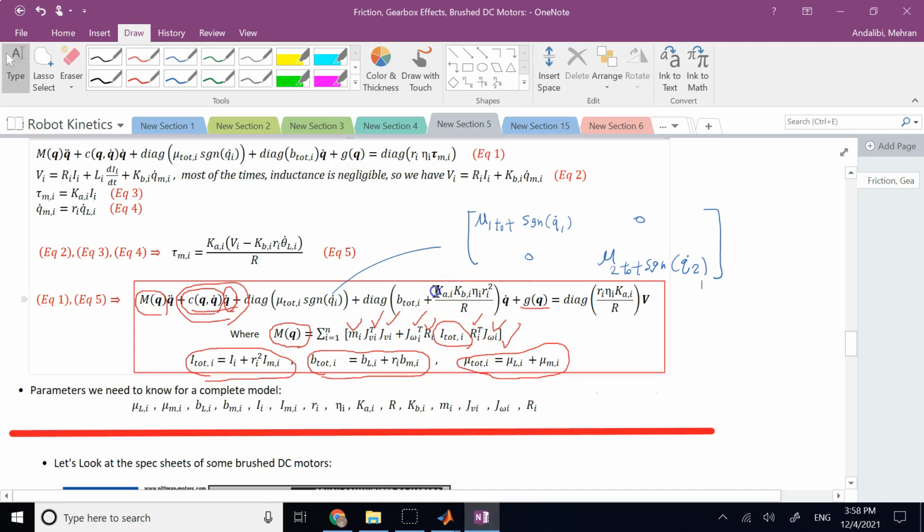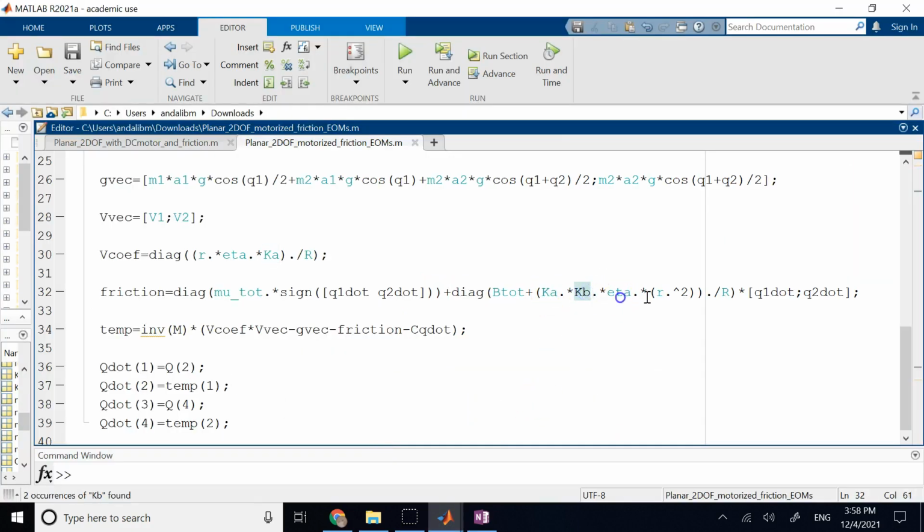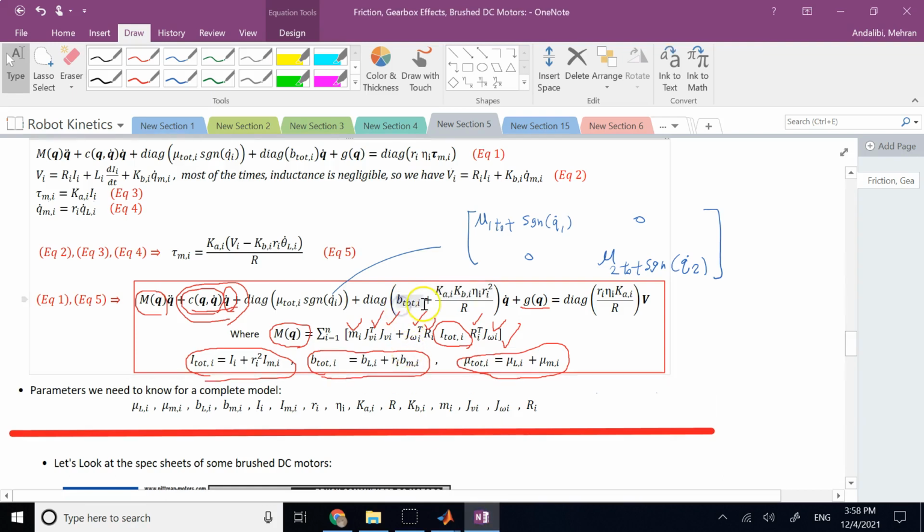So that's exactly what you see here. Ka, Kb, eta, R squared over R, and then plus B total for each. And I took care of this diagonal. So now I have this matrix taken care of entirely.